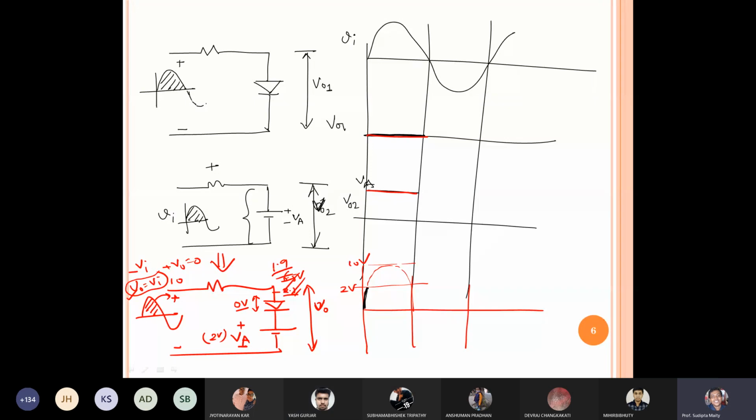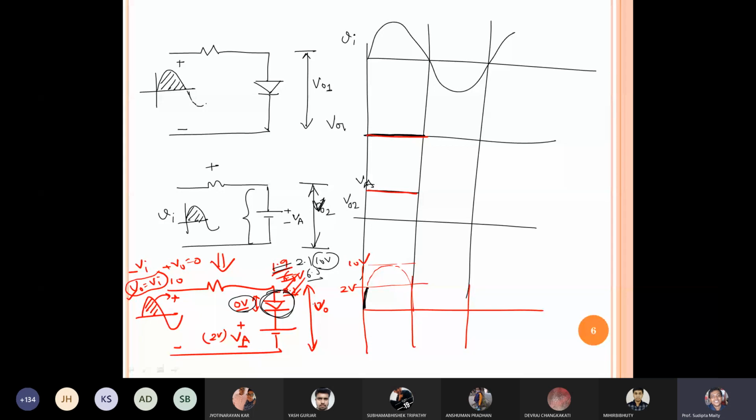Now when the input is 2.1 volt or 6.5 volt or 10 volt, then the diode is short circuited. In this case, the voltage drop across the diode will be 0 volt.